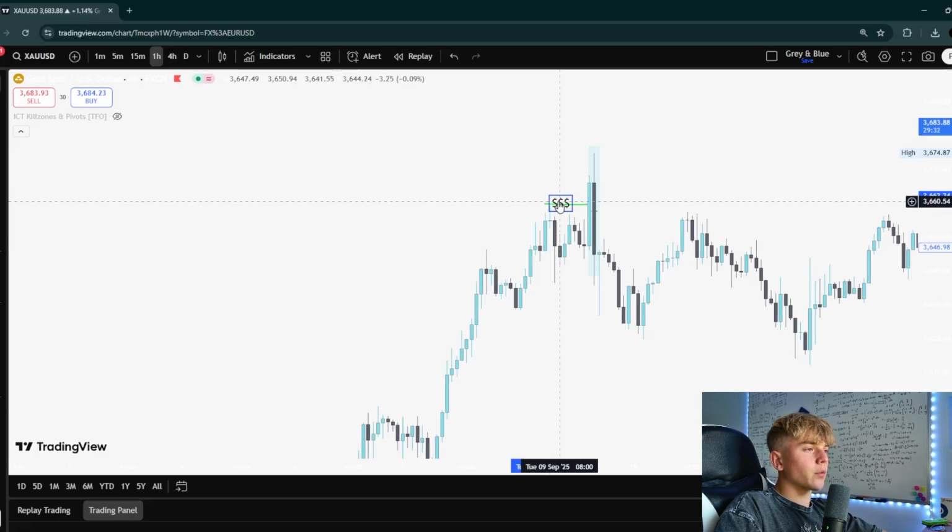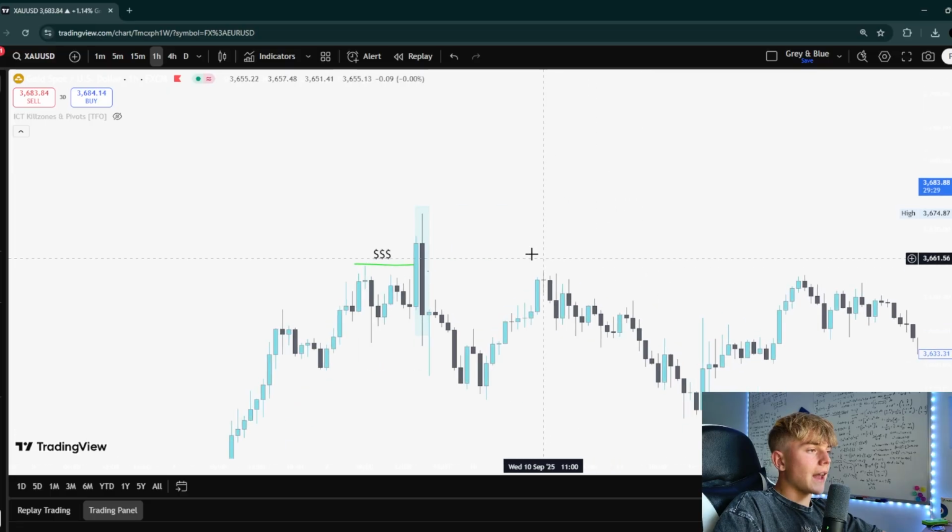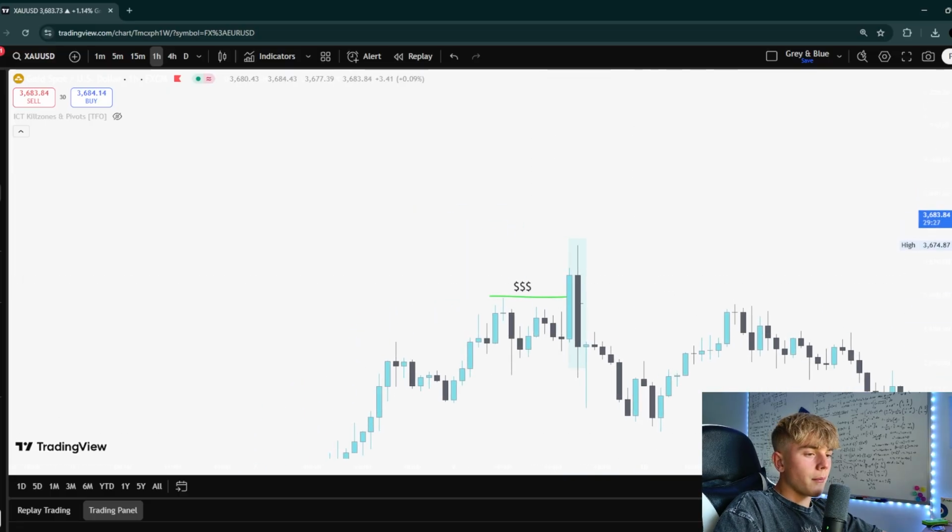So here is where our resting liquidity is, and as you can see, price does come up and break this high. So our liquidity sweep is ticked. We have spotted a liquidity sweep because we have come above this previous area of liquidity.